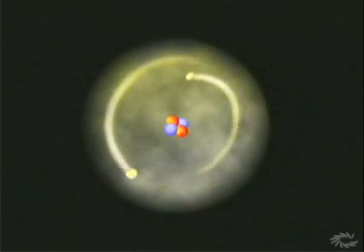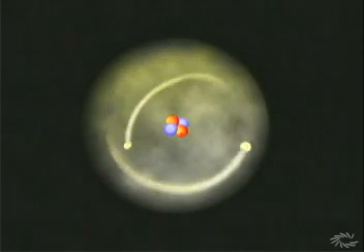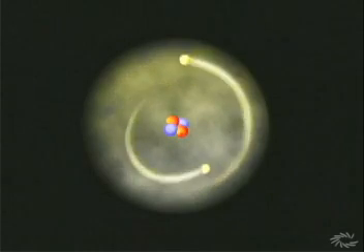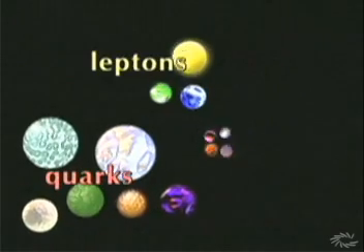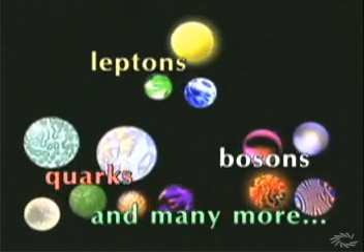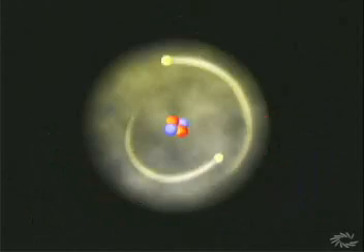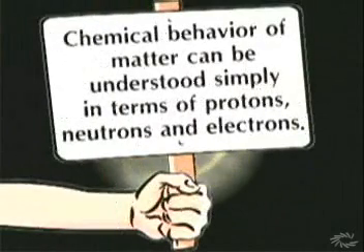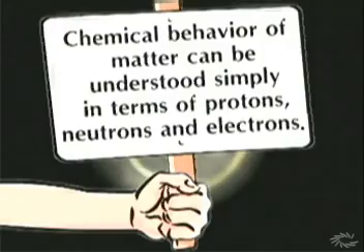Although atoms are considered the smallest units of matter, research has shown that there are more than 100 different subatomic particles. However, for the purposes of chemistry, they have no immediate impact. Chemical behavior of matter can be understood simply in terms of protons, neutrons, and electrons.